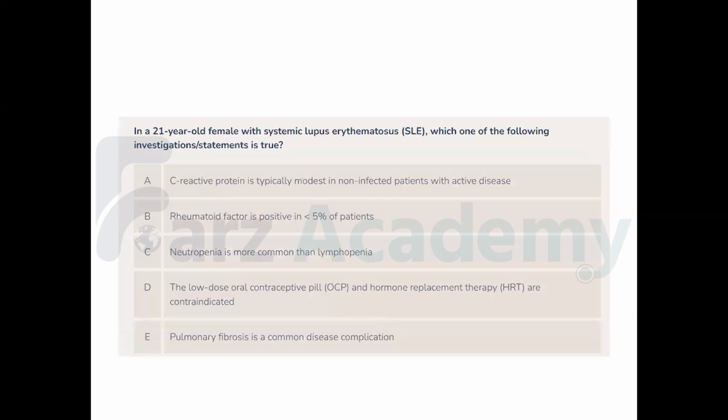A 21-year-old female with SLE. Which one of the following investigation statements is true? Which is true out of these? C-reactive protein is typically modest in non-infected patients with active disease. Rheumatoid factor is positive in less than 5%. Neutropenia is more common than lymphopenia. Low-dose OCP and hormone replacement therapy are contraindicated. Pulmonary fibrosis is a common disease complication.